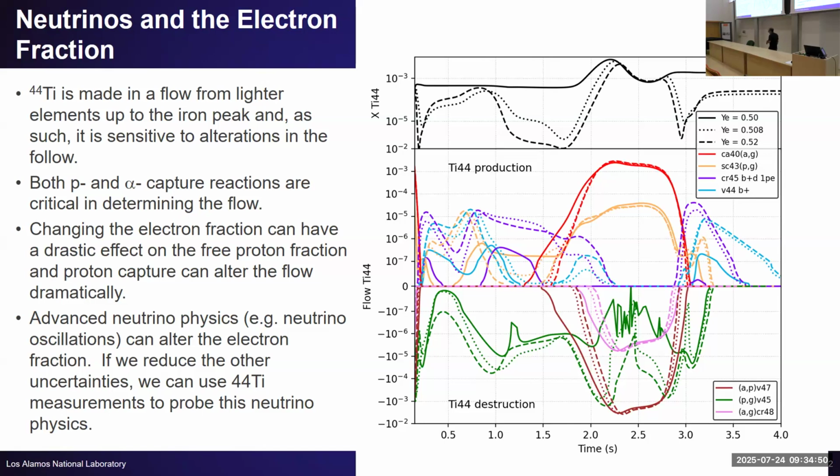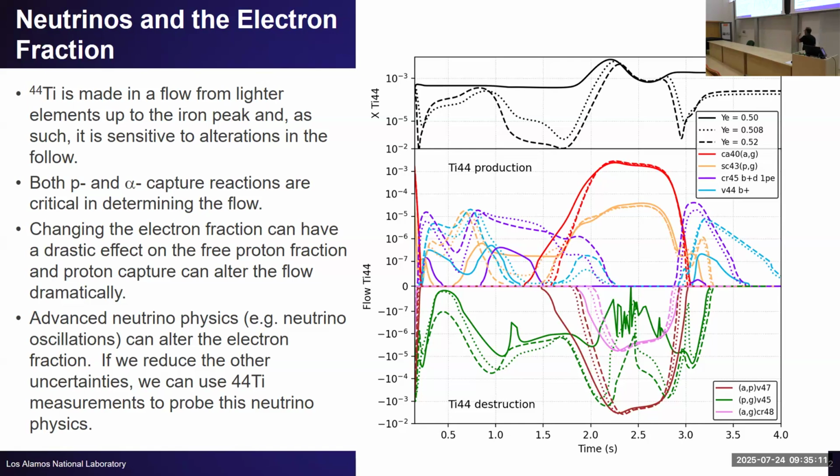Then you also have to worry about the physics. And I've been asking about what's the electron fraction all the time. It's not just in getting the electron fraction right to understand what are my heavy elements getting produced. Even things like titanium-44 are sensitive to the electron fraction. And maybe just look at the top curve here. This is the titanium production.